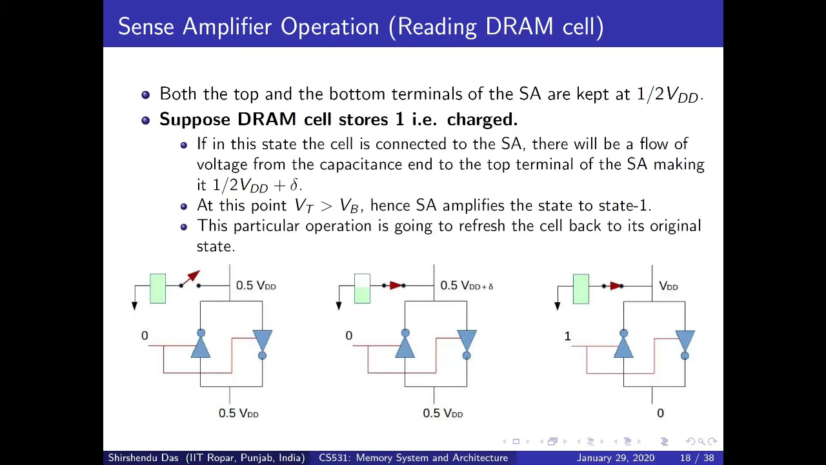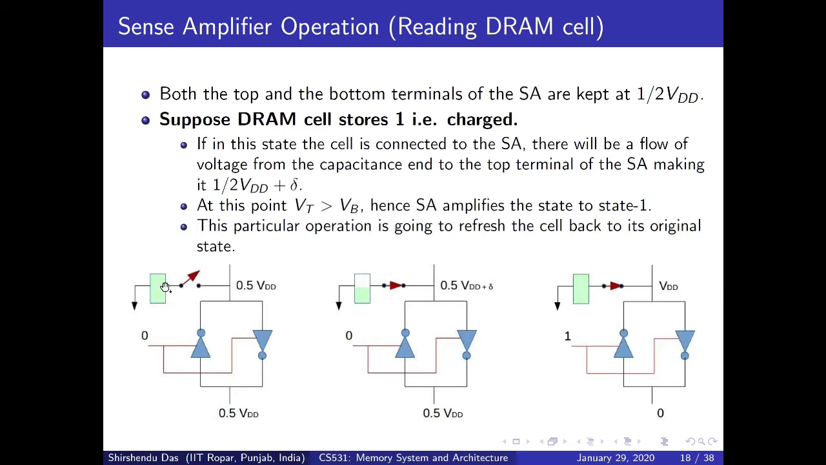So for every operation on a DRAM cell, whether we want to read or write, we need a sense amplifier connected with the DRAM cell. Now let us explain how we can read a binary 0 from a DRAM cell. Just assume here, in this particular picture, there is no charge in this particular cell.